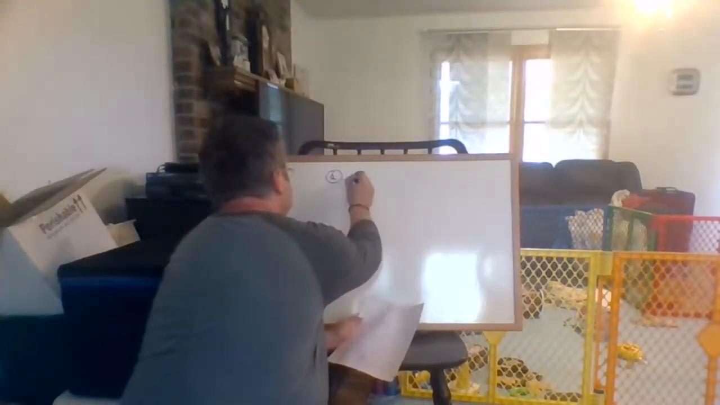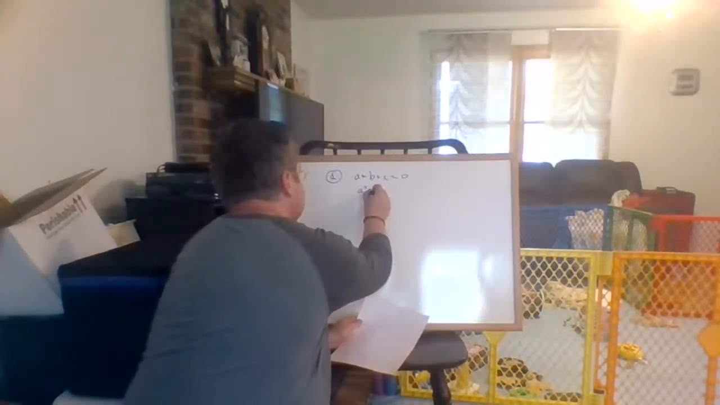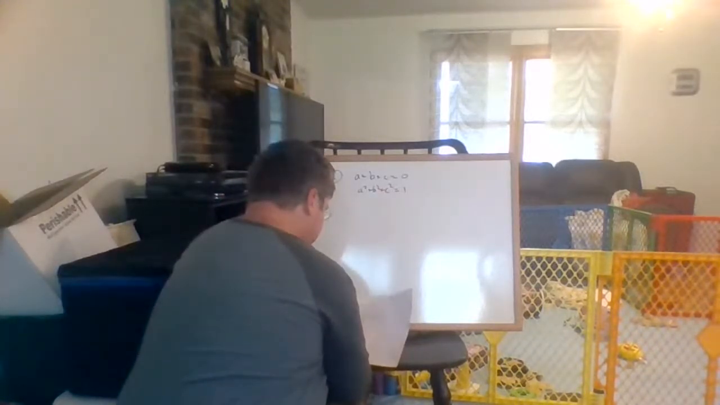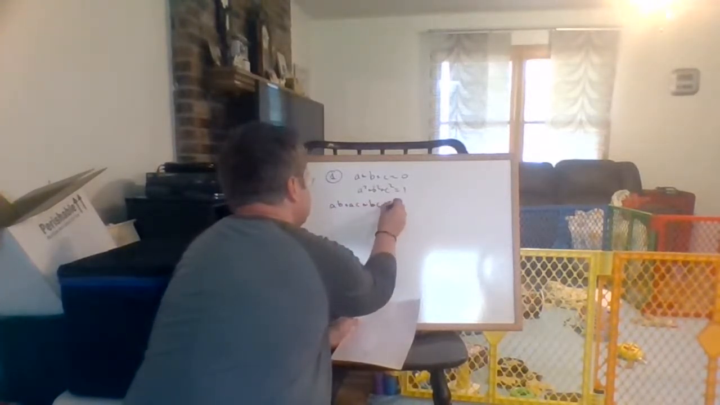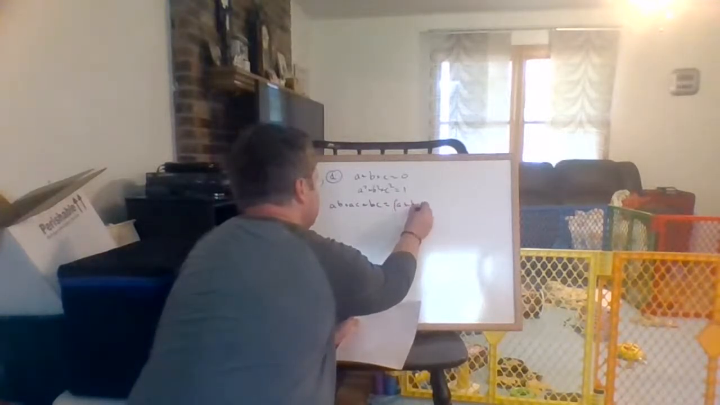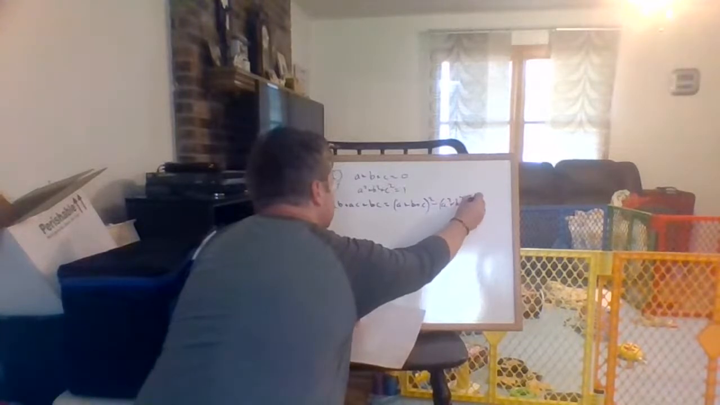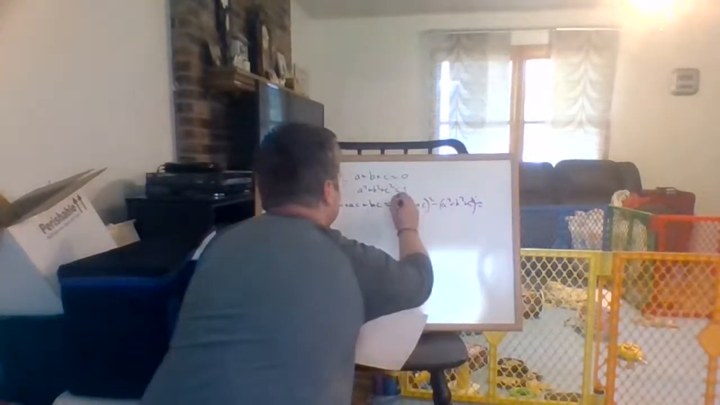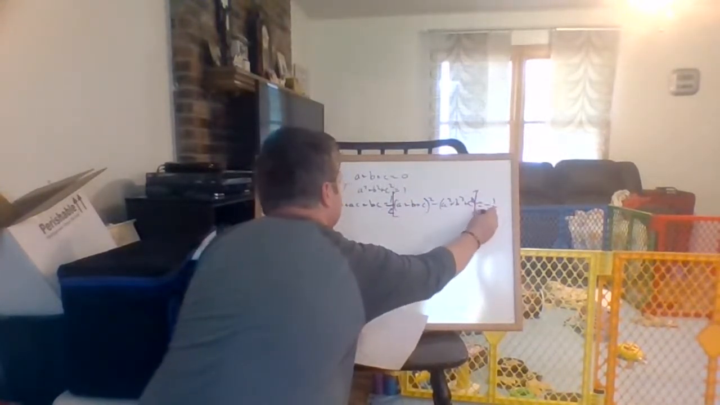We are told that a plus b plus c is 0 and a squared plus b squared plus c squared is 1. Okay, so here's how I would do it. I would say that ab plus ac plus bc, you can find it like this. It's a plus b plus c squared minus a squared plus b squared plus c squared, which is 1/2 of that. So it's minus 1/2.